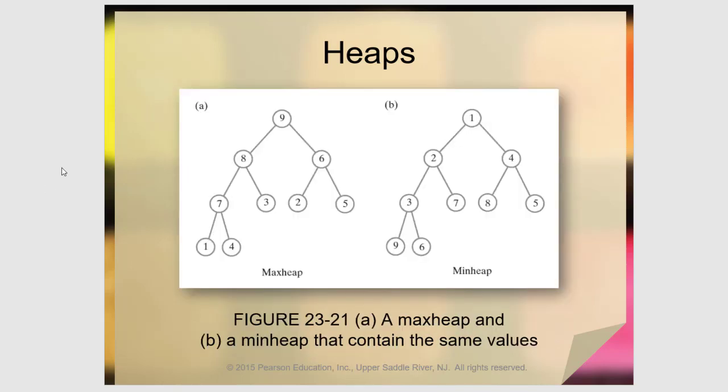So here's an example. We have a max heap and a min heap. The max heap is on the left. We see that at any point, the node at the top here, 9, is greater than both of its children. And then 8 is greater than both of its children. And 6 is greater than both of its children. 7 is greater than both of its children. On the min heap, it's the opposite. This node is smaller than both of its children. This node is smaller than both of its children. This node is smaller than both of its children. And this one is smaller than both of its children.